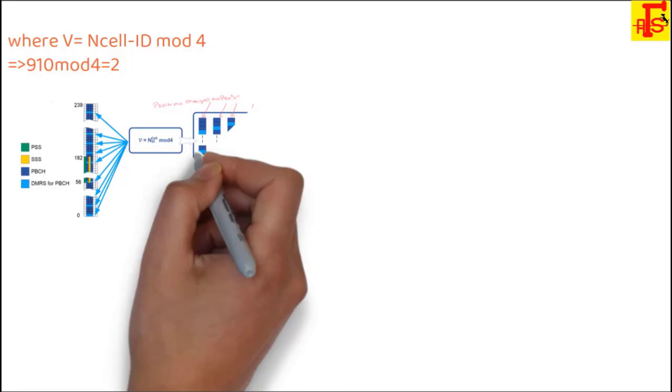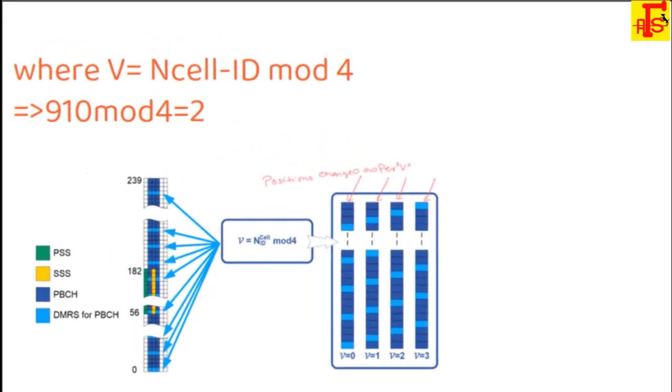So in this pattern, the DMRS signal location is changed as per PCI. So V0, V1, V2, V3. Now V is equal to 2, right? So the location of the DMRS signal will be this, for V equal to 2. This is the DMRS location. The DMRS signal will be allocated for this physical cell ID.